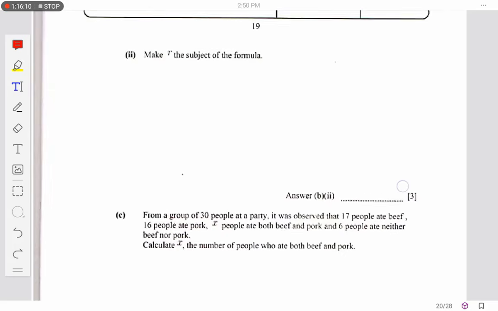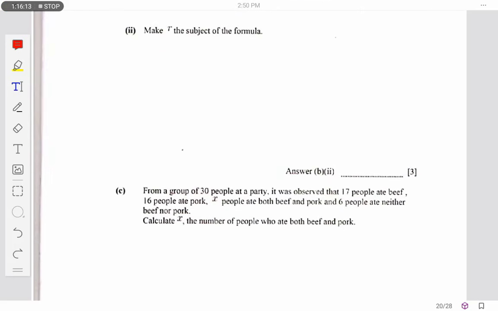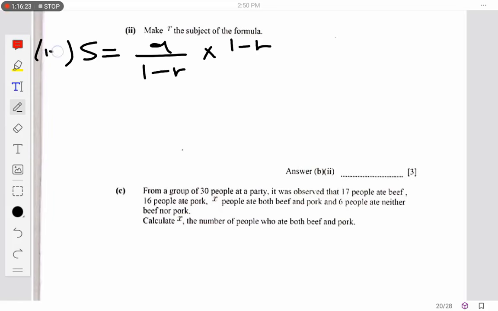Then they are saying make R the subject of the formula. So we have S is equal to A over 1 minus R. You multiply each side by 1 minus R, and this will cancel off. So we have S multiplying 1 minus R is equal to A. We multiply everything inside the bracket, so we have S minus SR is equal to A.